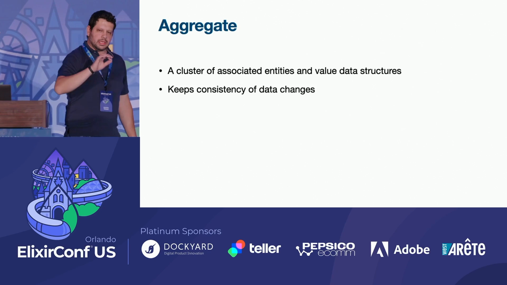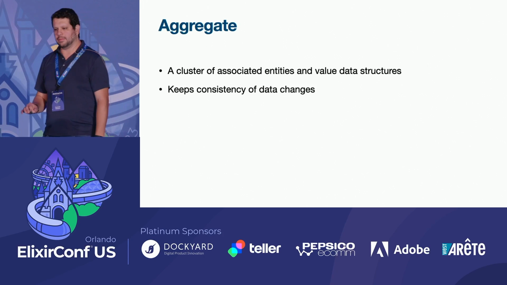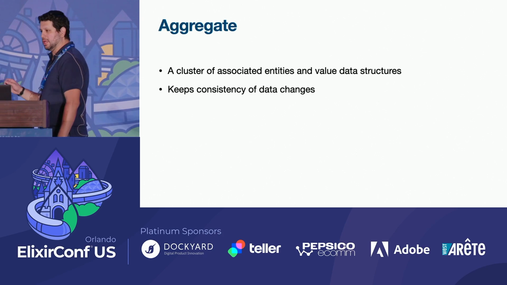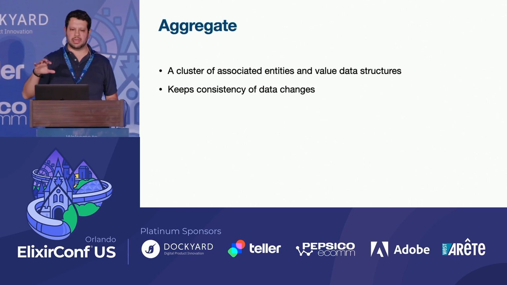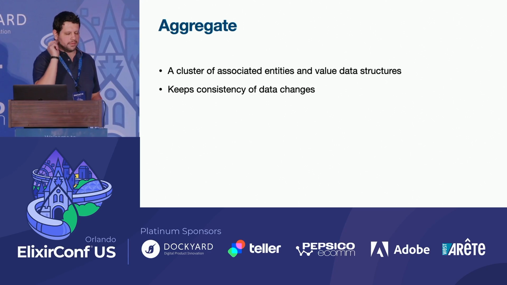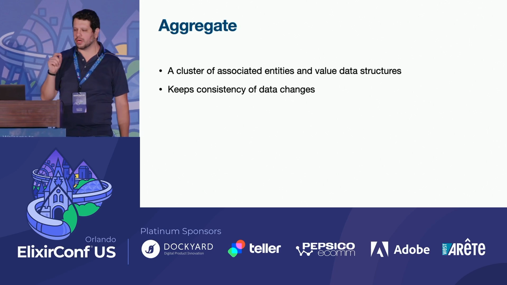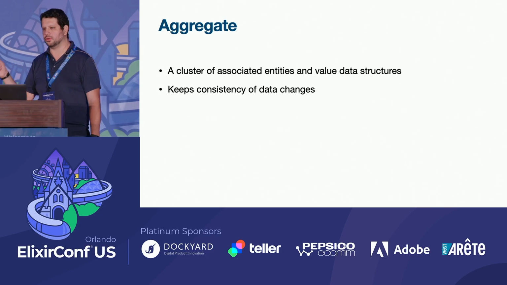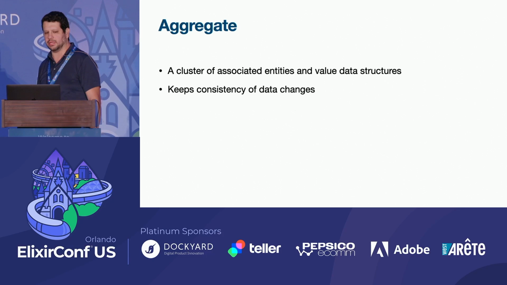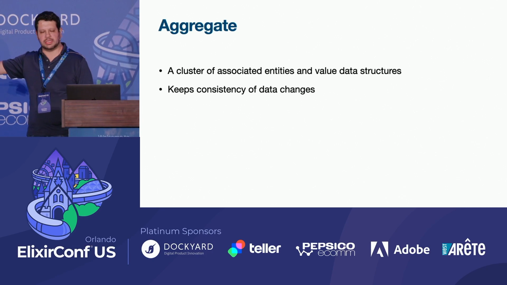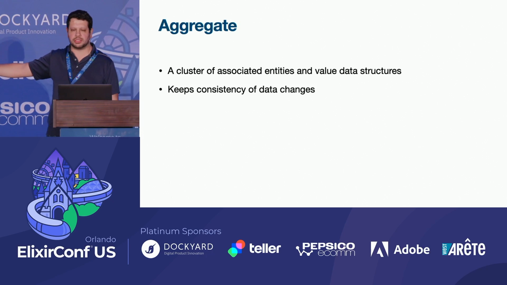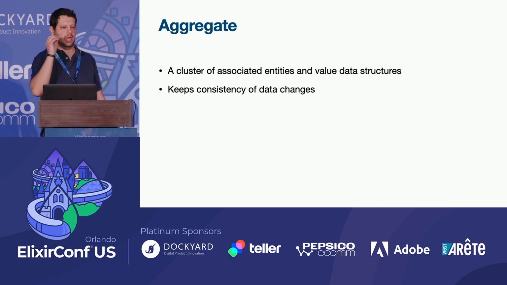And there's this other really interesting concept in DDD called an aggregate. Now, an aggregate is a cluster of associated entities and value data structures, so the two things we just saw. And they're aggregated together, but they're aggregated for a very specific purpose. It's not a hierarchical thing, and it's not a random assorted collection of entities and value data structures. The whole point of an aggregate is that it should enforce consistency of data changes. And those data changes should not be just any data changes. It should be a business reason.